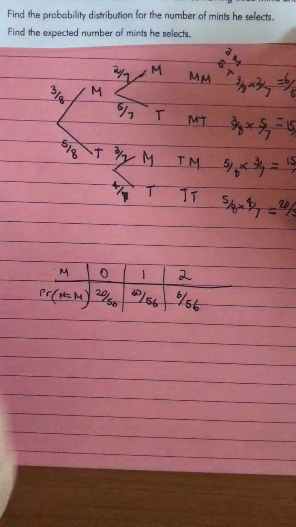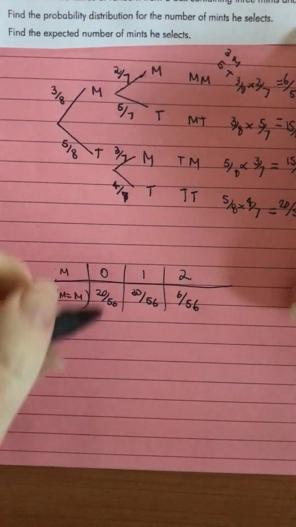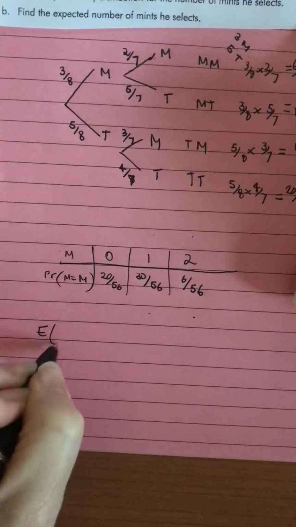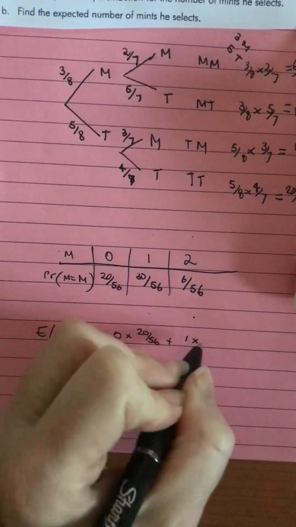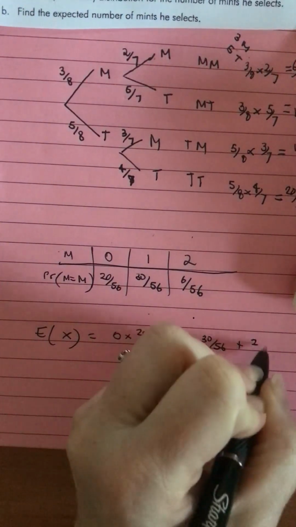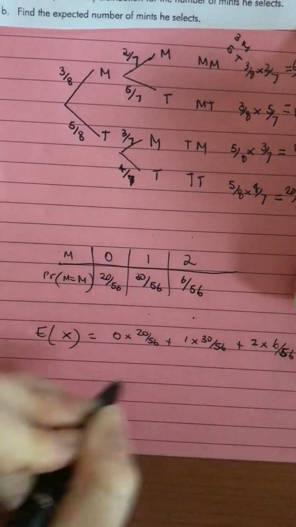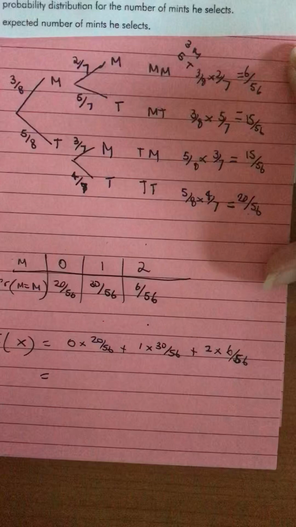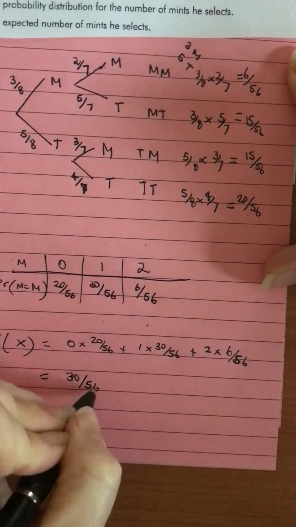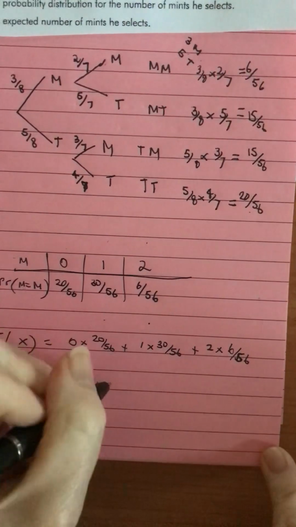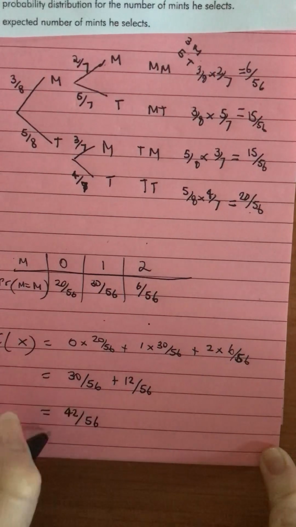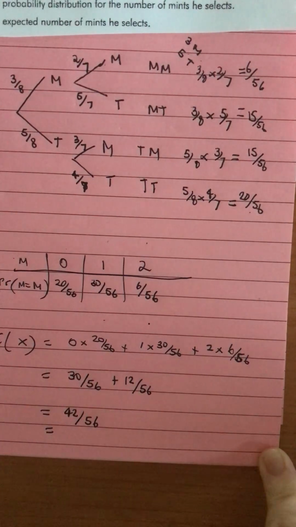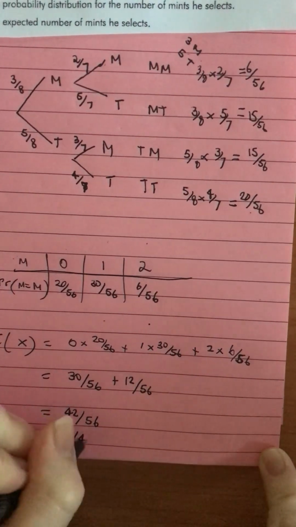Then when we had to do the next part where we wanted the expected number, that's where we're doing the multiplication out. So the expected number is going to be 0 times 20 on 56 plus 1 times 30 on 56 plus 2 times 6 on 56. So obviously the 0 is going to be equal to 0. 1 would give us 30 on 56. And then 2 times 6 on 56 would be 12 on 56. So then that would give us 42 over 56, which we could pop in our calculator if we wanted to simplify it. And 42 on 56 simplifies to 3 over 4.